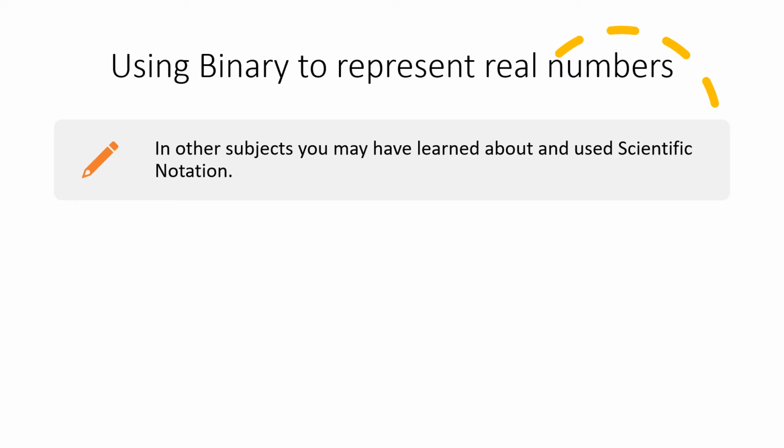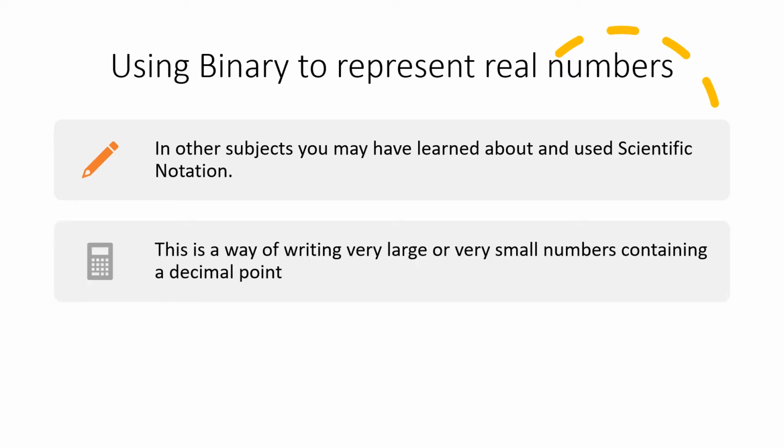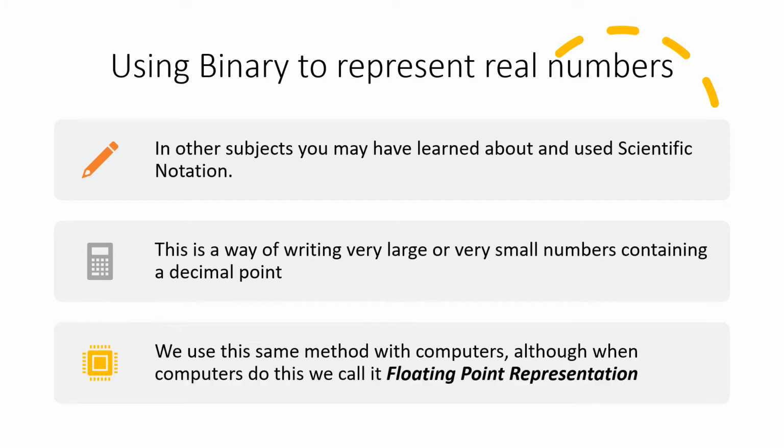In other subjects like physics, maths, you may have used scientific notation. When we're using scientific notation, it's essentially a way of writing very, very large or very, very small numbers in a much more manageable, much more efficient method. When we do this in computing, because computers can handle amazingly large calculations much better than we can, we use a similar system. Instead, we call it floating point representation.